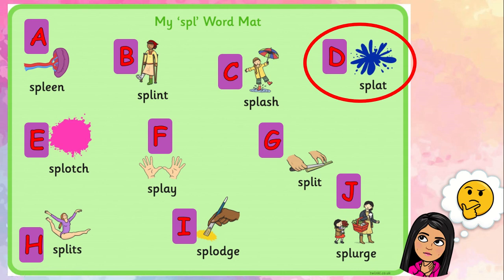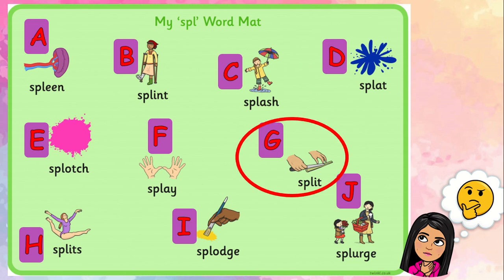Now let's move on. Say the letter so loud. Split. Which letter is split? That's right. It's letter G. Split. Let's move on to the next letter.